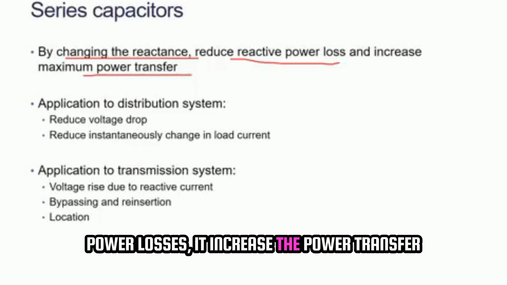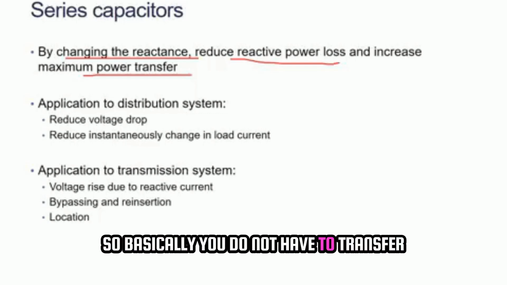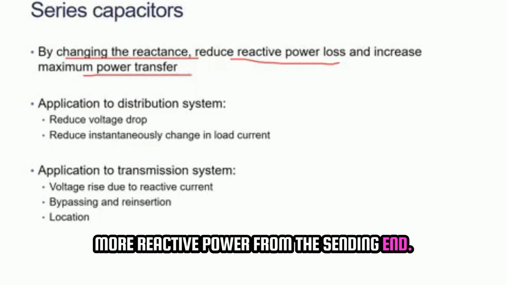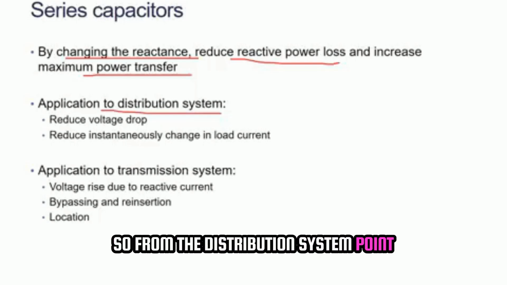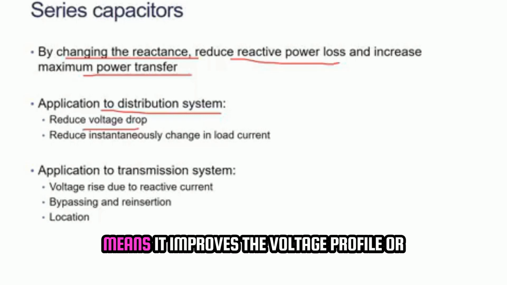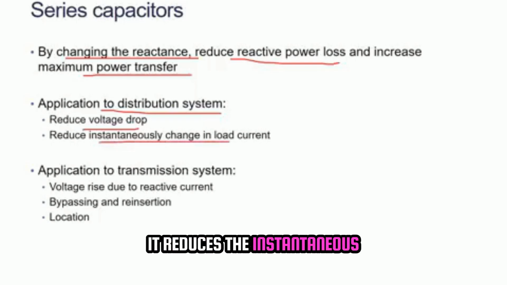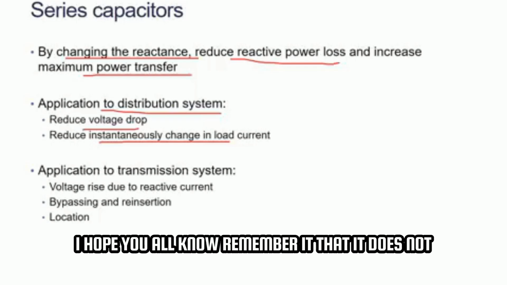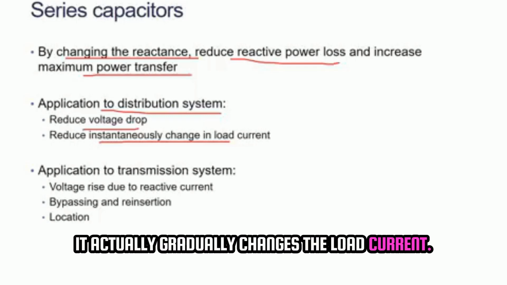It increases the power transfer across the transmission line, so that is also a useful feature. So basically you do not have to transfer more reactive power from the sending end. Instead, the line is generating more reactive power. From the distribution system point of view, it improves the voltage profile or reduces the voltage drop. It also reduces the instantaneous change in load current, because of the basic fundamental phenomenon of capacitors. I hope you all remember that it does not allow the load current to change instantaneously. It actually changes the load current gradually.